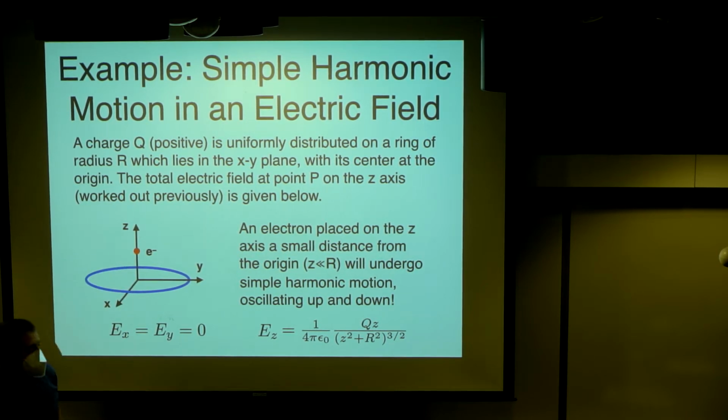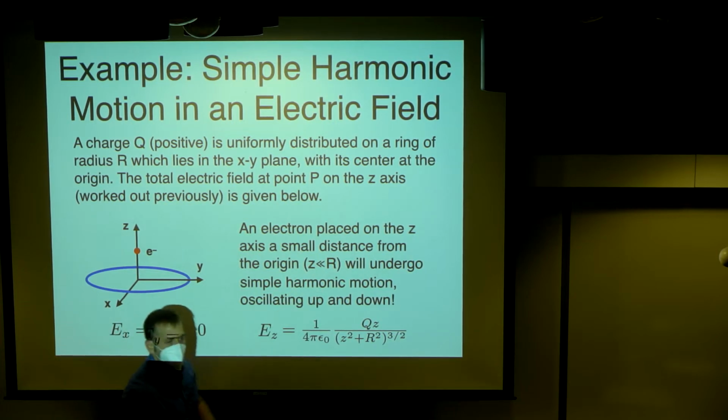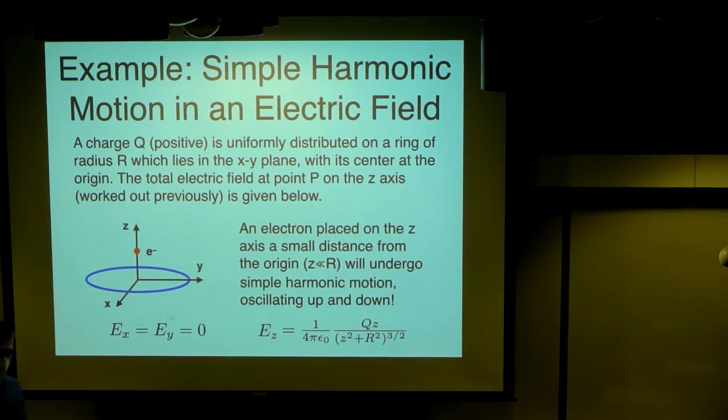We're going to say that z is very, very small compared to r. So it's staying very close to the ring. My claim here is, in this situation, this electron is going to undergo simple harmonic motion. You remember this from Physics 45? Simple harmonic motion? That's another way of saying the electron oscillates up and down. Let's just try to get a general sense of why that is.